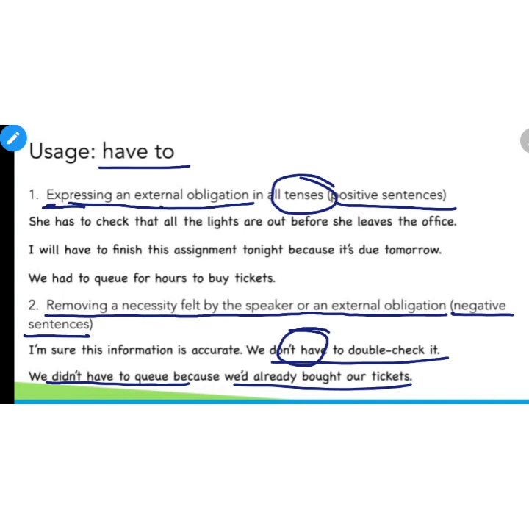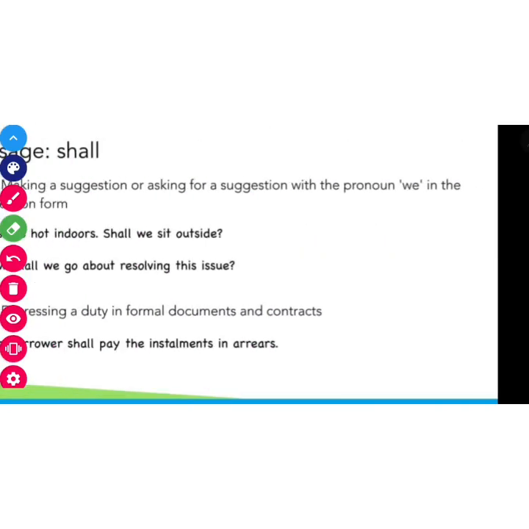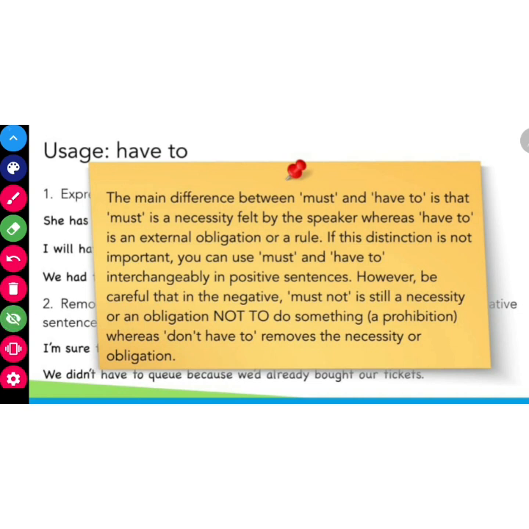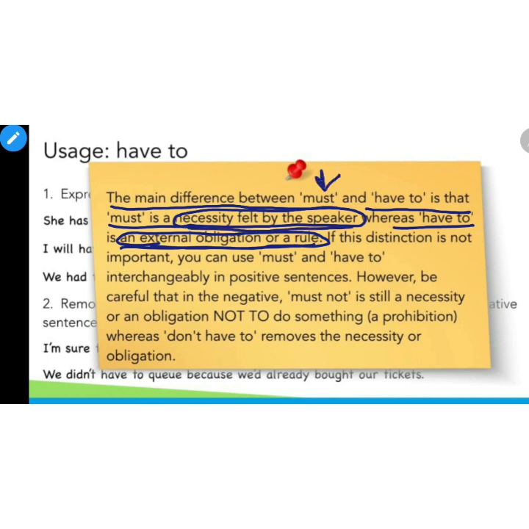Previously, it was an external obligation in positive sentence, so we had to queue. Now it is removing the necessity for external obligation. So we didn't have to queue because we had already bought our tickets. Now this is very important, you see. The main difference between must and have to is that must is a necessity felt by the speaker, whereas have to is an external obligation or a rule, or removing the external obligation or the rule in case of negative sentences. So must is necessity felt by the speaker. Have to is external obligation.